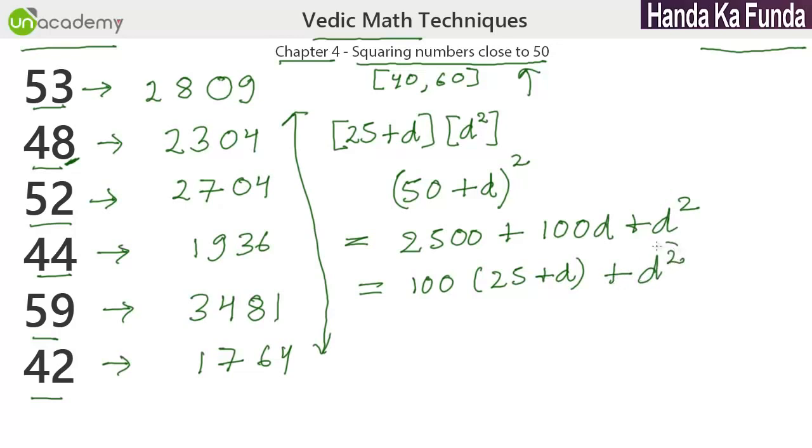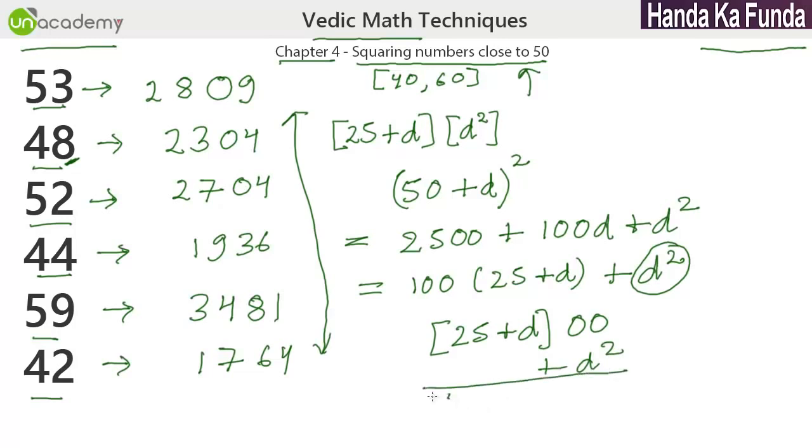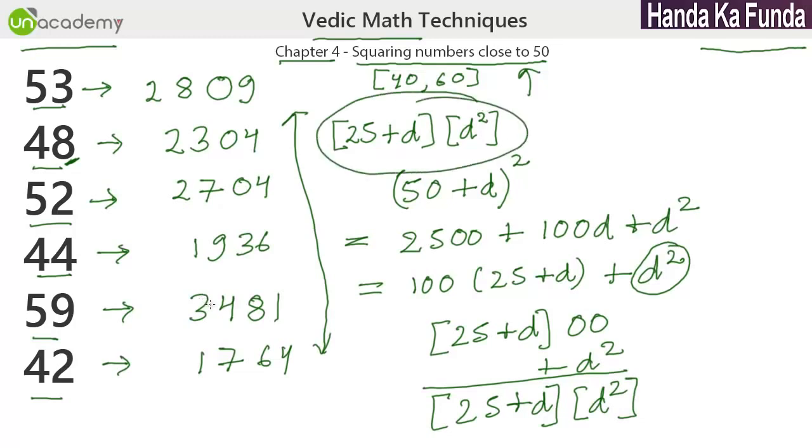Now, if you note, if my d is anything from 1 to 9, d square will be a two-digit number. And what will be the first two digits? They will be 25 plus d followed by 00. And if I add d square to it, what will I get as my final result? My final result will be first two digits 25 plus d and the last two digits d square. And that is what we had started with. That is what we had implemented here. So I hope you not only got the technique, but you also understood the concept behind it. You learned something and hope you liked it.